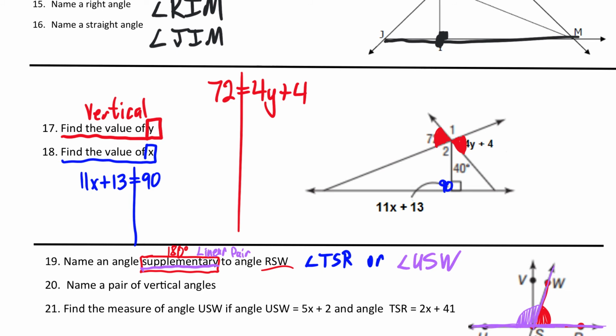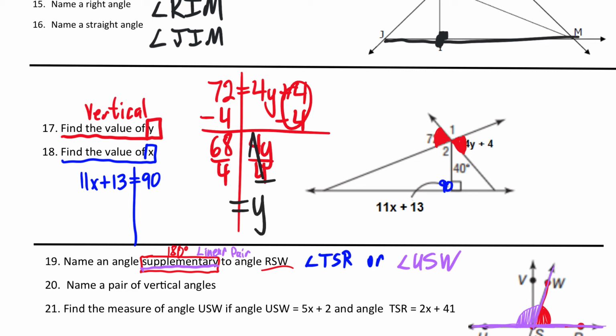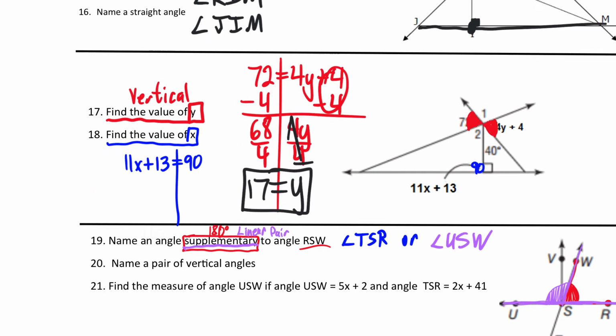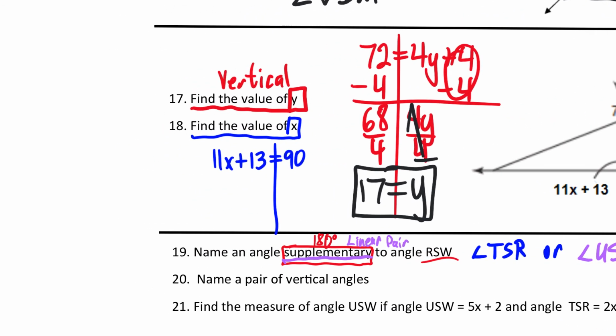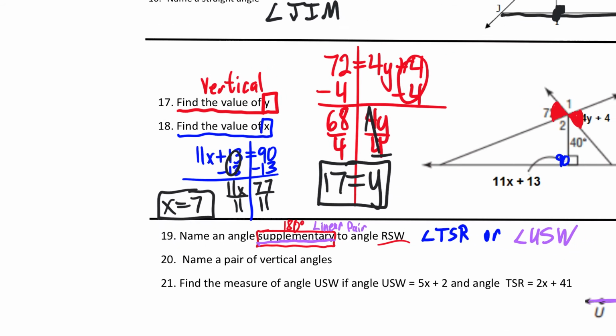Okay, we already talked about this one. Those are vertical, so they're congruent. So we set them equal, solve for y. Zeros out, 68 equals 4y. Divide by 4. y equals 17. Okay, then here we're going to subtract 13. This zeroes out. 11x equals 77, divided by 11. x equals 7 there.